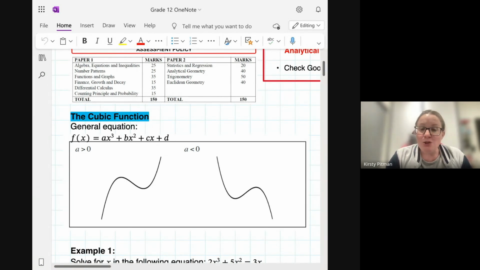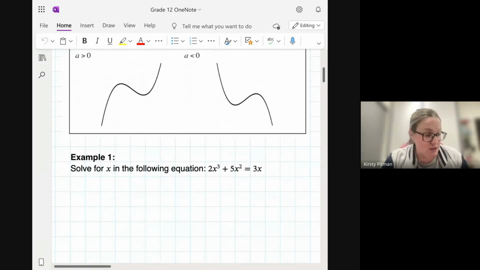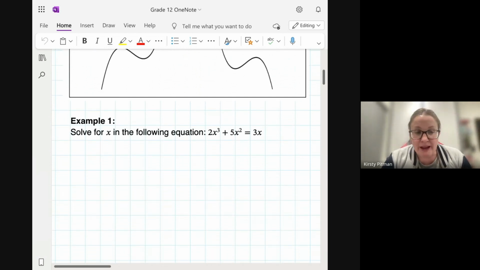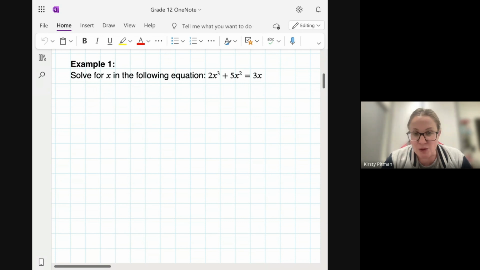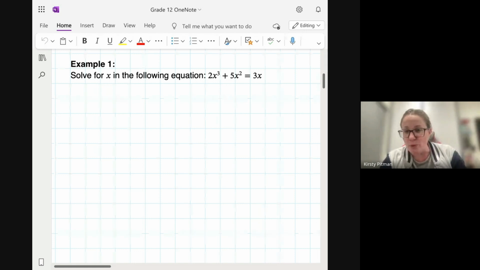Okay. So let's get stuck in tonight. Let's go through what we're going to be doing, and let's start with our first example. So the first example we have says solve for x in the following equation. 2x to the power of 3 plus 5x squared is equal to 3x. I'm going to give you a few seconds to try that. Solving an equation, algebra, a little bit of one. We're all good. We know how to do this. Go give that a try for me.